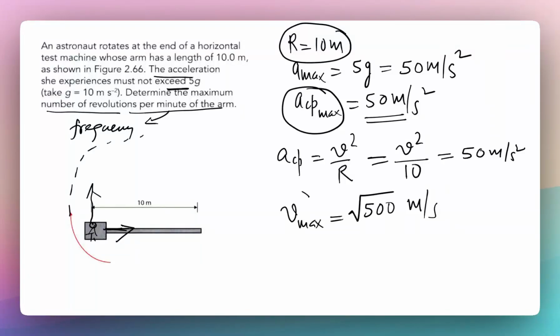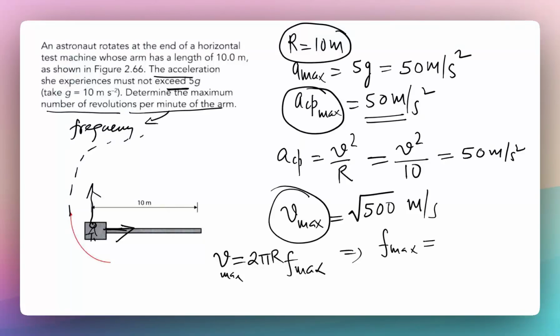But we have to relate this to the frequency, right? So to find the frequency, we have to use the relationship between the speed and the frequency, and that is going to be equal to 2 pi r f. So that will give us the f max when we put the value of v max over there, right? So what is going to be my f max now? F max is going to be V max, which is root under 500, divided by 2 pi, which is 3.14, into R, which is 10, right?